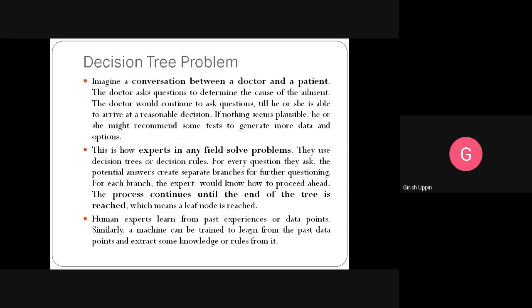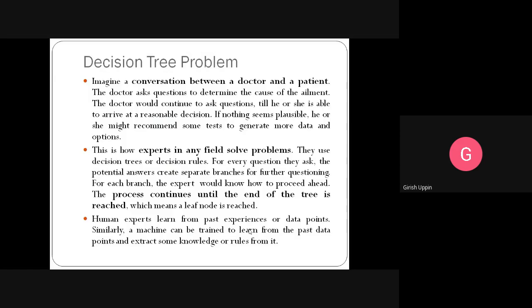Imagine a conversation between a doctor and a patient. So how have decision trees evolved? Decision trees are very intuitive, based on the kind of analysis an expert would do. For example, whenever a patient goes to a doctor, the doctor asks questions, starting with a very important question, and based on the answer, he will frame his questions differently.